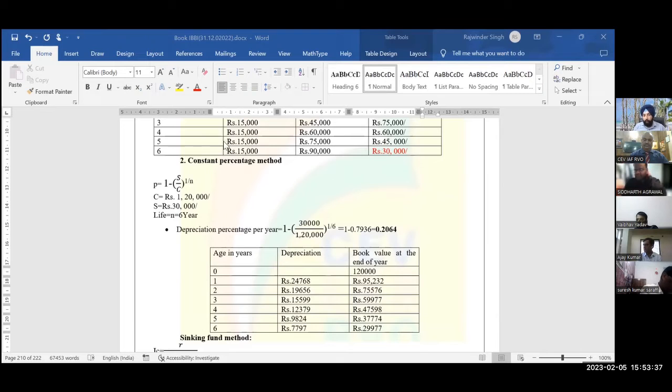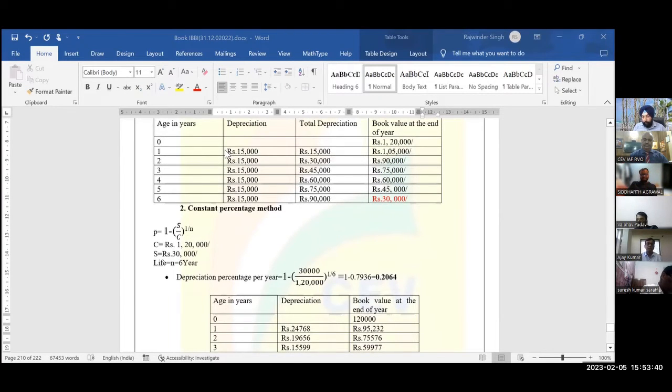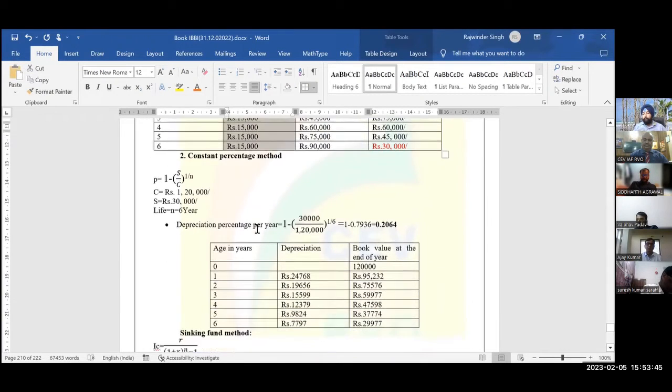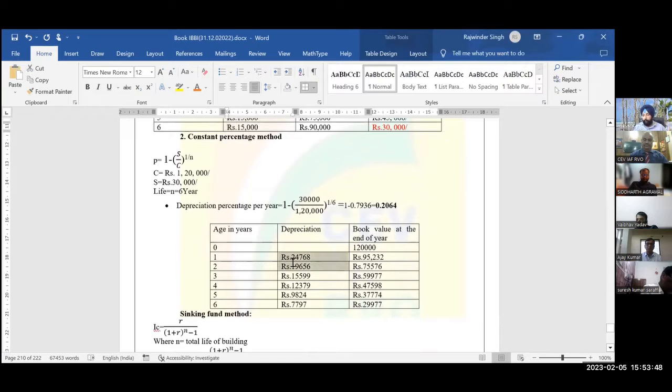So see, now in this case, depreciation is uniform throughout the life, 15,000 every year. But here, in the early stages, see in the first year it is approximately 25,000, and in the last year it is less than 8,000. So in the early stages it is higher, but in practice it should be opposite. In the early stages, depreciation should be slower. As the age increases, depreciation should be higher.